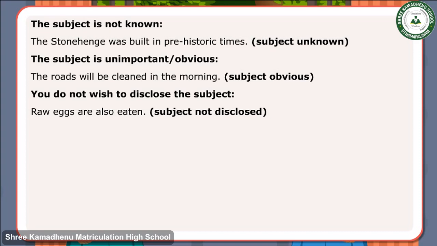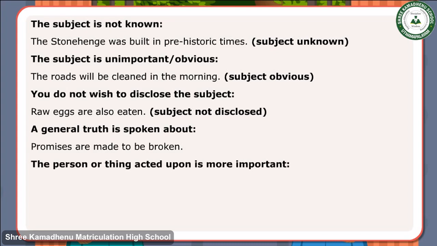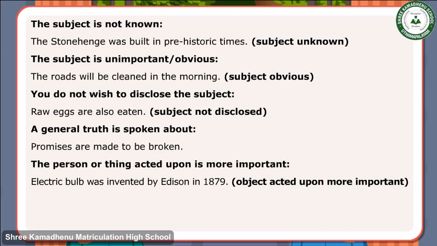You do not wish to disclose the subject. Raw eggs are also eaten. Subject not disclosed. A general truth is spoken about. Promises are made to be broken. The person or thing acted upon is more important. Electric bulb was invented by Edison in 1879. Object acted upon more important.